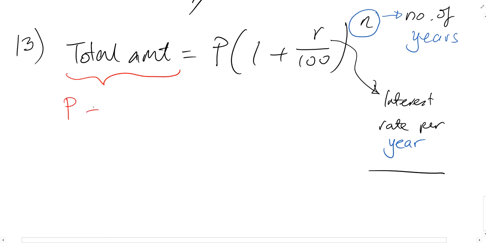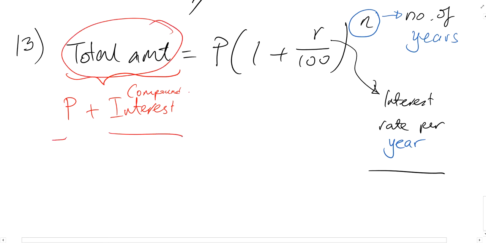Okay, principal plus interest. This one is compound interest. Okay? This is the compound interest. Total amount refers to principal plus compound interest. So if I want compound interest, what do you have to do? A minus of the principal? Simple enough?